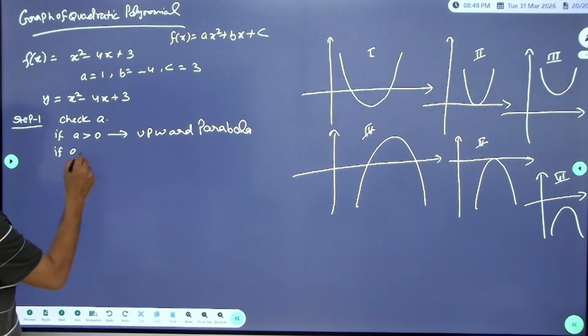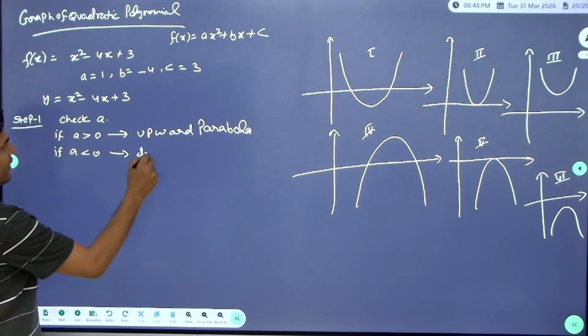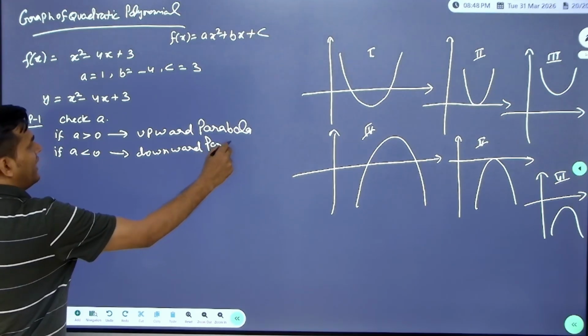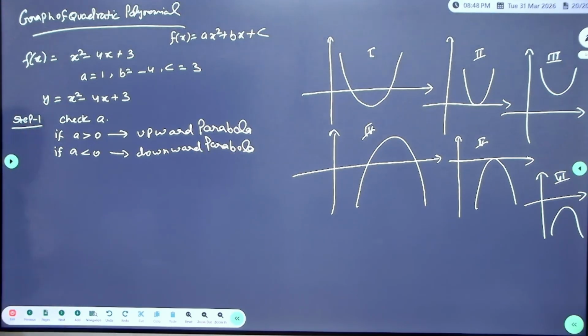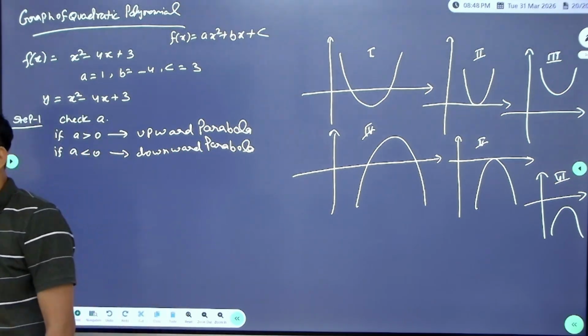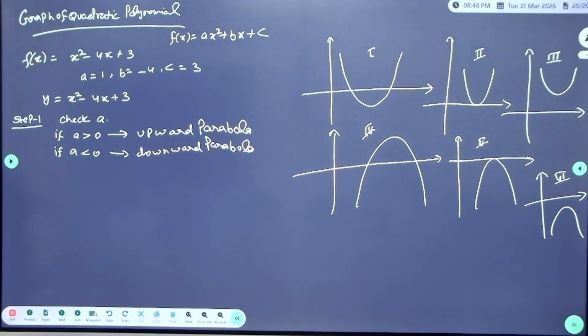If A is less than 0, it will be downward parabola. So by checking the value of A, we can say which case is there. Either these 3 or these 3. A greater than 0, upward parabola. A less than 0, downward parabola. ठीक है, A से identify हो गया upward और downward.